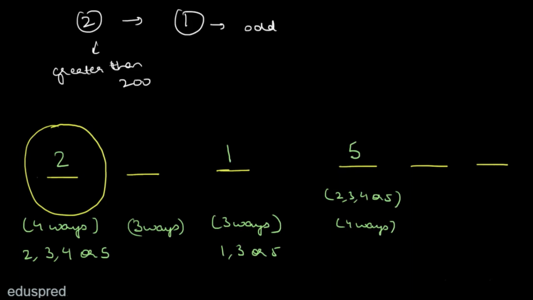So this is your second condition. Now let's move to your first condition. So according to your first condition, the number should be odd. So this place can have 1, 3 or 5, but we have already used 5. So 5 is not an option now. So that means there are only 2 ways to fill this third slot.